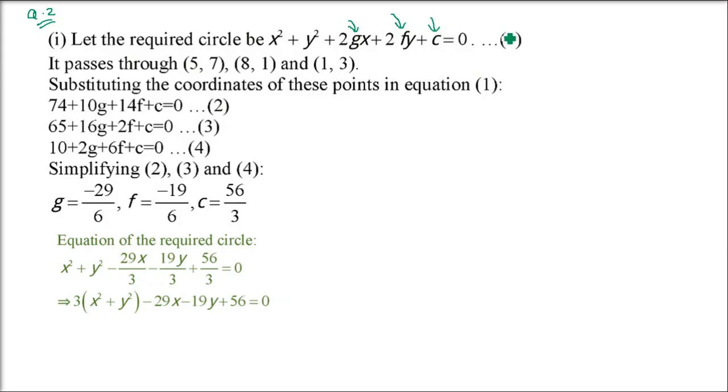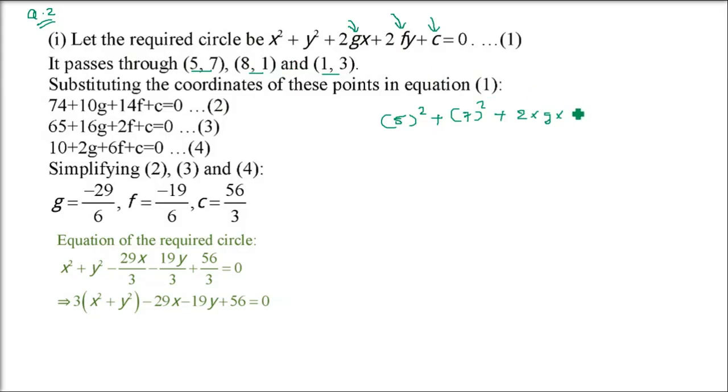Here g is unknown, f is unknown, and c is unknown. So for the number of unknowns, we need exactly that number of equations or more. We have these points 5, 7, 8, 1, and 1, 3. We have 3 points here. We'll replace x and y with 5 and 7. Put x as 5 and y as 7.